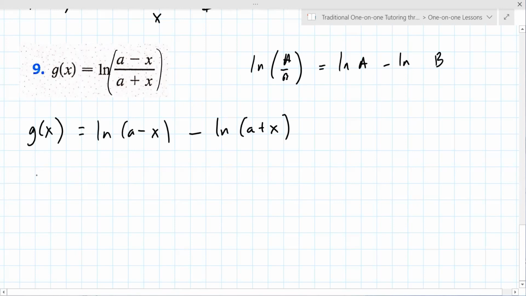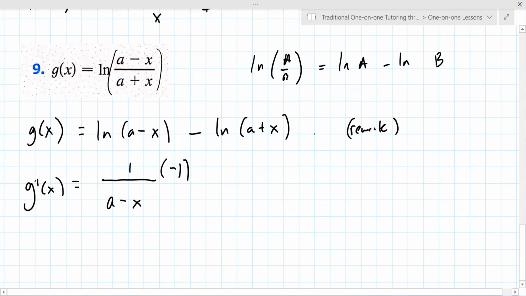So now you take your derivative. This was just a rewrite step. G prime of X, the derivative is 1 over whatever's inside, A minus X, times the derivative of the inside function. Now the variable is X, so you treat A like a constant. So it's just negative 1, because that's the coefficient in front of X. Minus 1 over A plus X, and then the derivative of the inside function is just 1.